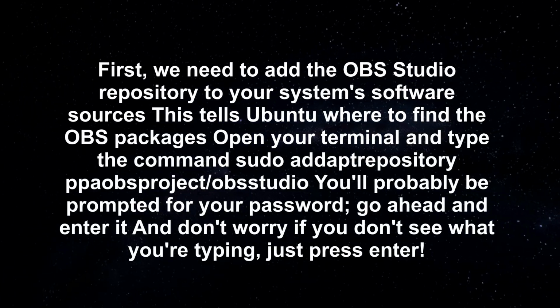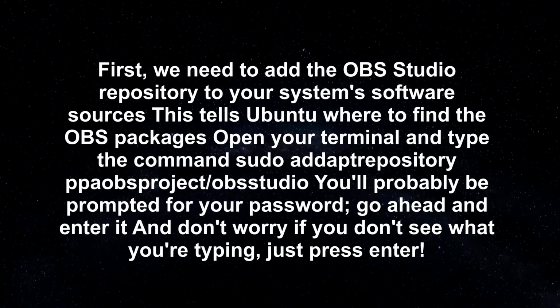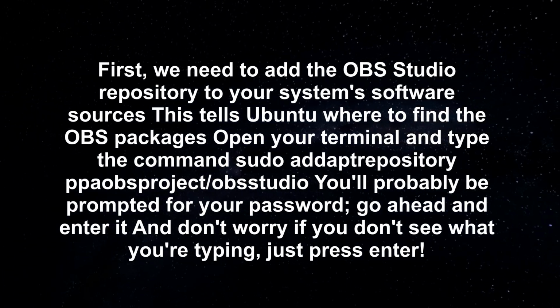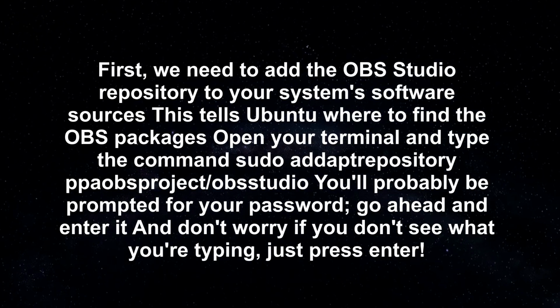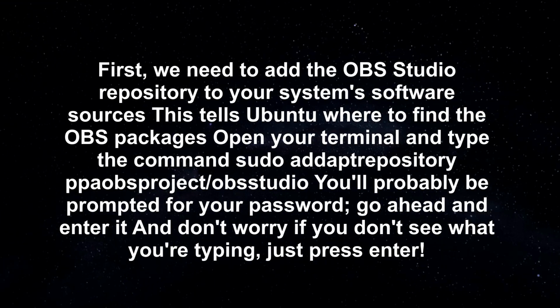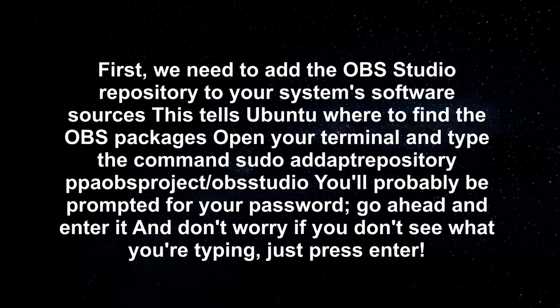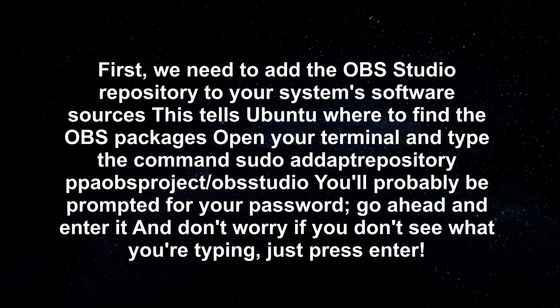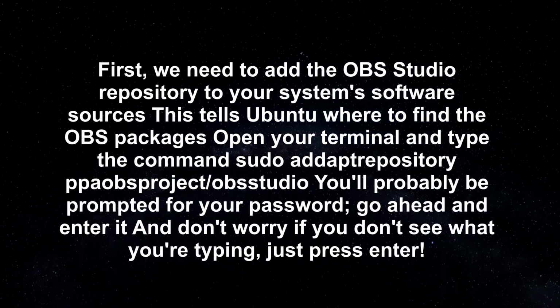First, we need to add the OBS Studio repository to your system's software sources. This tells Ubuntu where to find the OBS packages. Open your terminal and type the command sudo add-apt-repository ppa:obsproject/obs-studio. You'll probably be prompted for your password. Go ahead and enter it, and don't worry if you don't see what you're typing.